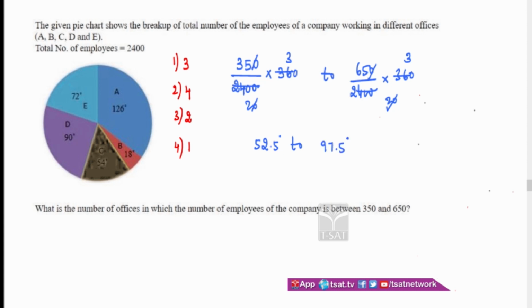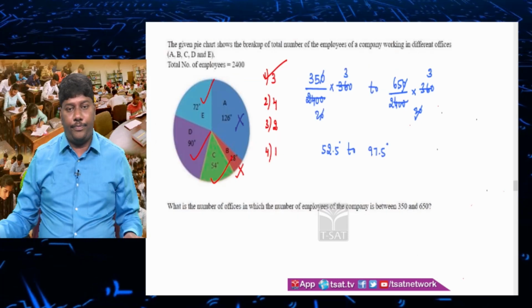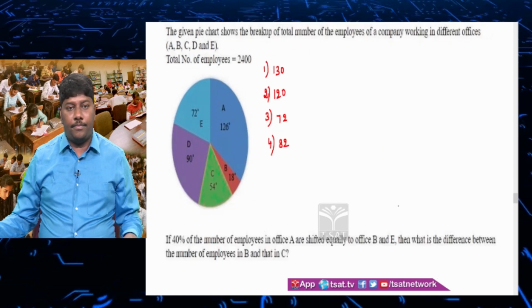Now look at how many offices, how many companies have in between 52.5 to 97.5. A is not in between, therefore A is not applicable. B is not in between, C is yes in between, 54, right? So 90 is also in between, E is also in between. So the answer is there are 3 companies which are in between 350 to 650. Rather than converting the companies into values, convert the values given into degrees so that it will be easy for us to do it.